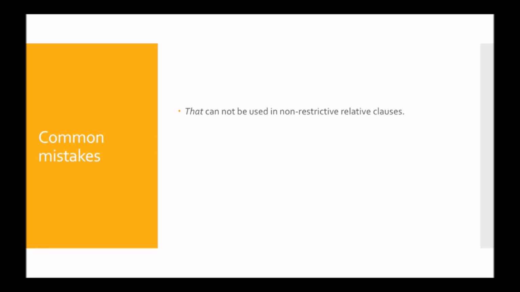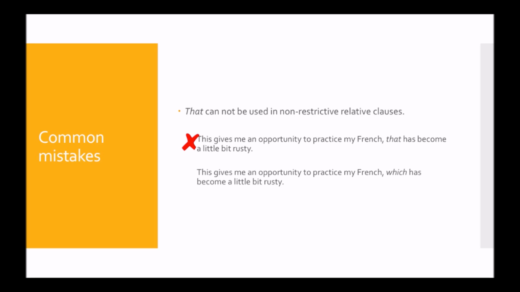We have common mistakes when it comes to using relative pronouns. Here we have the first one. That cannot be used in a non-restrictive relative clause. As an example, we have: This gives me an opportunity to practice my French, that has become a little bit rusty. Well, it's wrong. The correct way is: This gives me an opportunity to practice my French, which has become a little bit rusty. Okay, remember, that cannot be used in a non-restrictive relative clause.